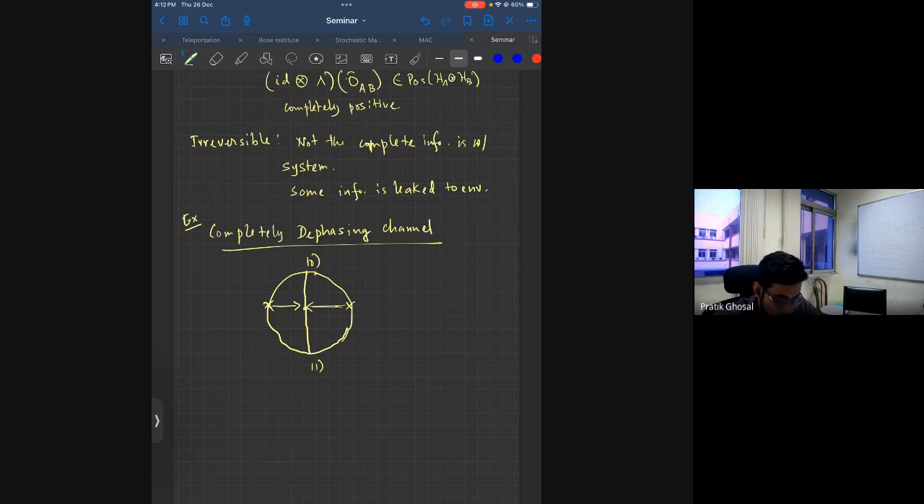And given the output of the channel, which is this, you cannot recover what was the initial state that you have sent, whether it was this or this. So we get to see that under this completely dephasing channel, or in more general any other quantum channel, this information is not completely retained by the system, and some of the information, or all of the information, is actually lost to the environment.